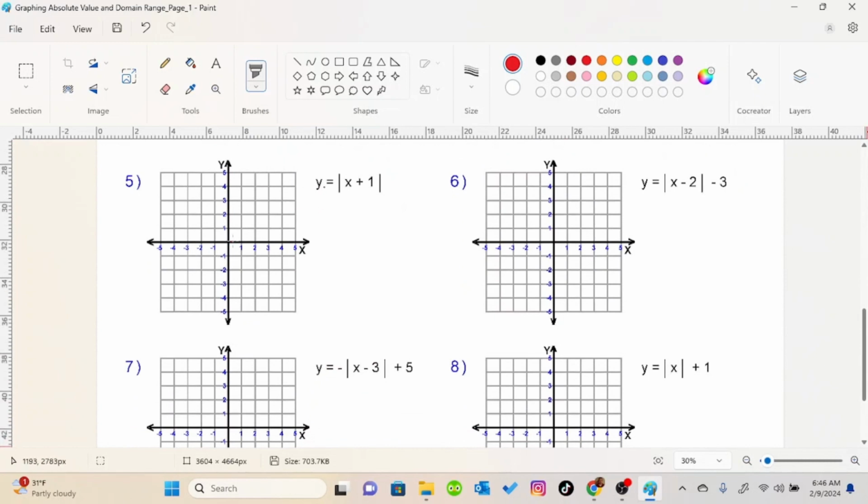Number 5. We have x plus 1 inside the absolute value symbol. So this tells us to shift left 1. So we're going to start at the origin. We're going to go left 1, and we're going to plot our vertex. And then it's going to open upwards.